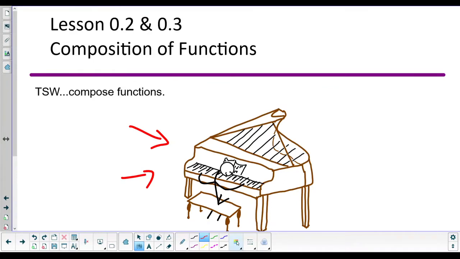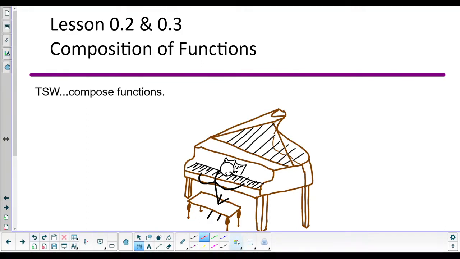But it's beautiful. When I say composition, I don't mean like composer. What I mean is like a composition, like a pile of composite material. What I mean is sticking two things together.